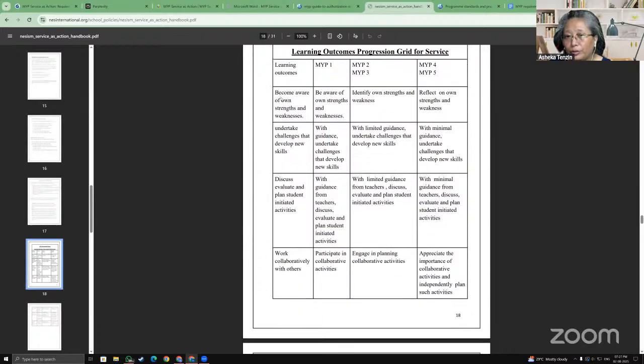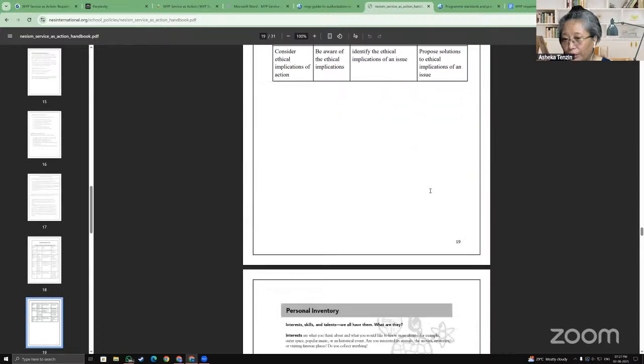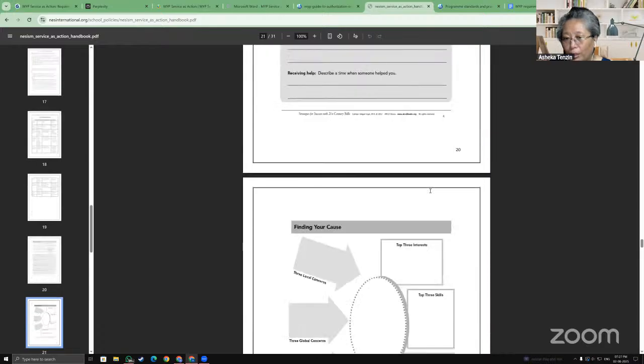So students should become aware. So they have this description also. When we have this learning outcome, then in MYP 4 and 5, what are they going to do? They will reflect on their own strengths and weaknesses of whatever service activity they are doing. So this learning grid is also quite interesting and useful.